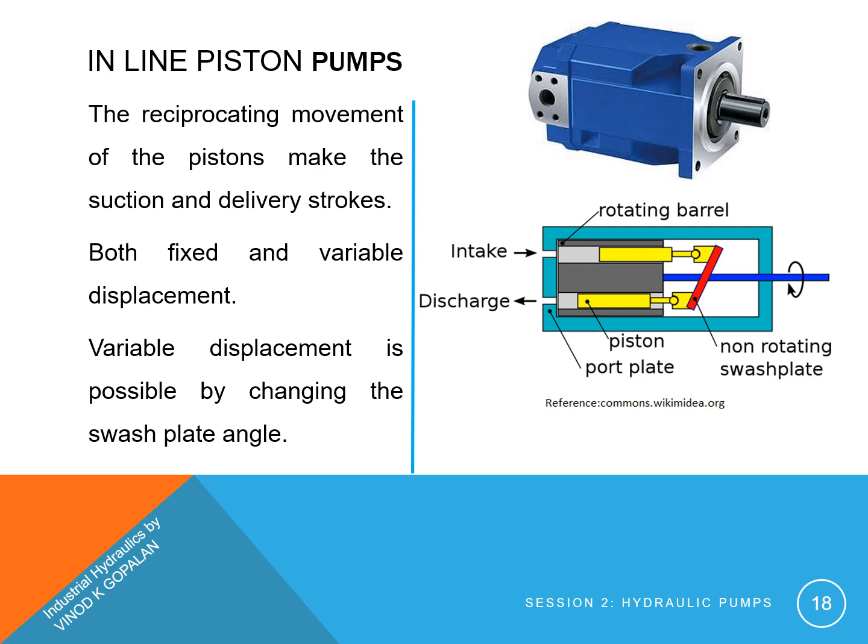Both fixed and variable displacement models are available in inline piston pumps. Variable displacement is possible by changing the swash plate angle. As you can see in the picture, the inclined position of the swash plate causes the pistons to reciprocate. When this angle is 0, the swash plate will be in a vertical position and the pistons will not reciprocate. Flow is 0. When the angle is the maximum possible, flow will be the maximum.